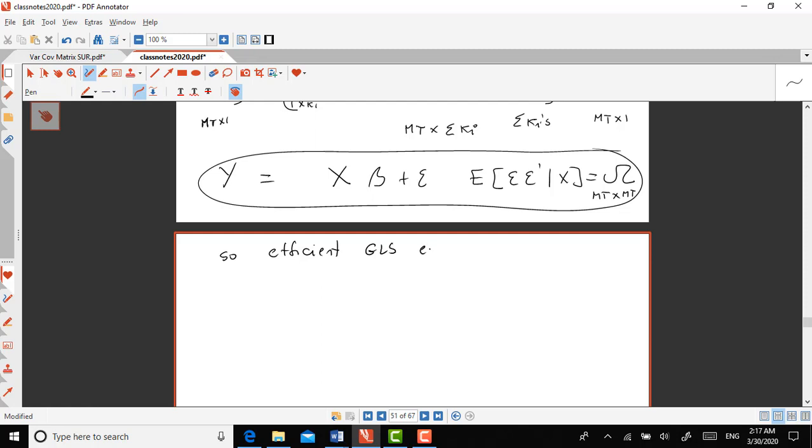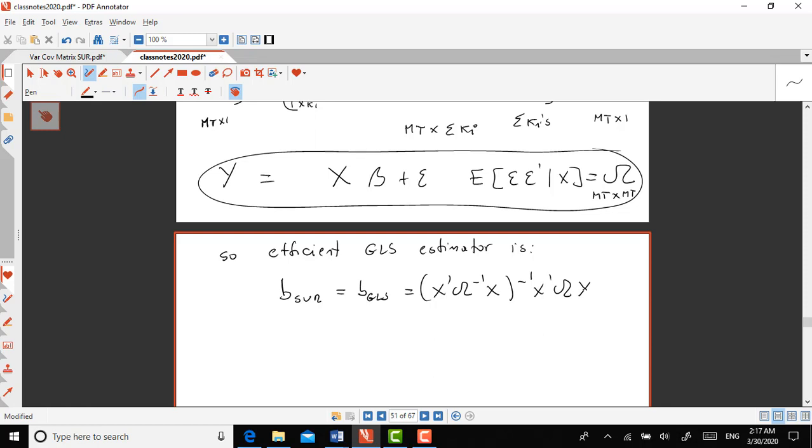The GLS estimator is what's called SUR. SUR is going to be the generalized least squares estimator: X prime omega inverse X, inverse, times X prime omega inverse y.